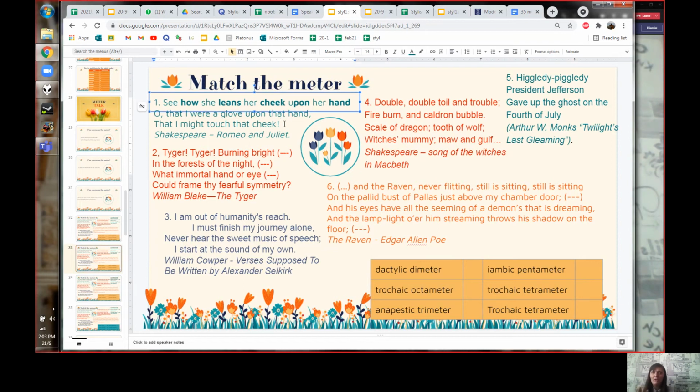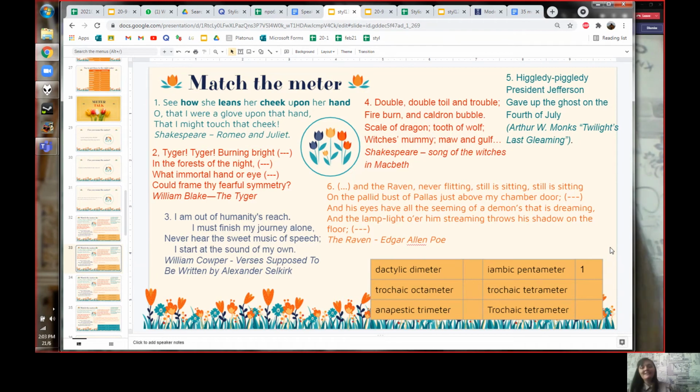See how she leans her cheek upon her hand. Oh, that I were a glove upon that hand, that I might touch that cheek. The Shakespeare will give you a clue. This is da da da da da da. Hello, hello, hello. This is iambic. And how many iambs? One, two, three, four, five. Iambic pentameter. The rest I'd like you to do by yourself, please. Can you pause the video and can you try to match them with the right number?